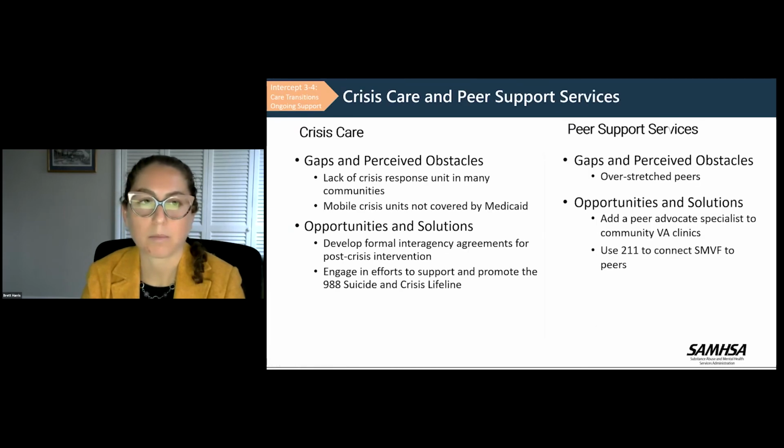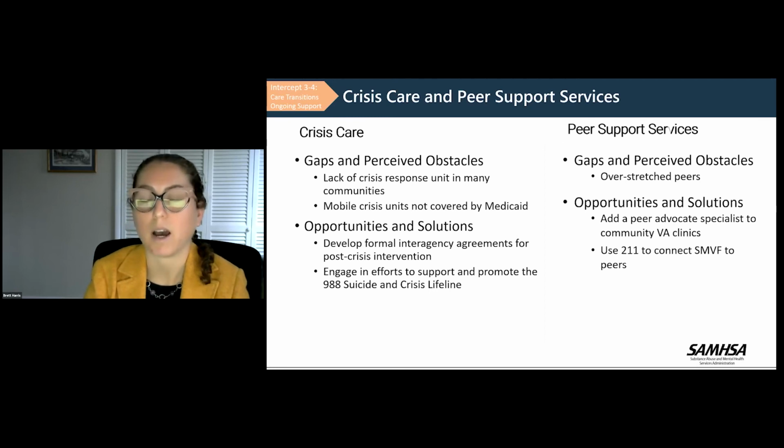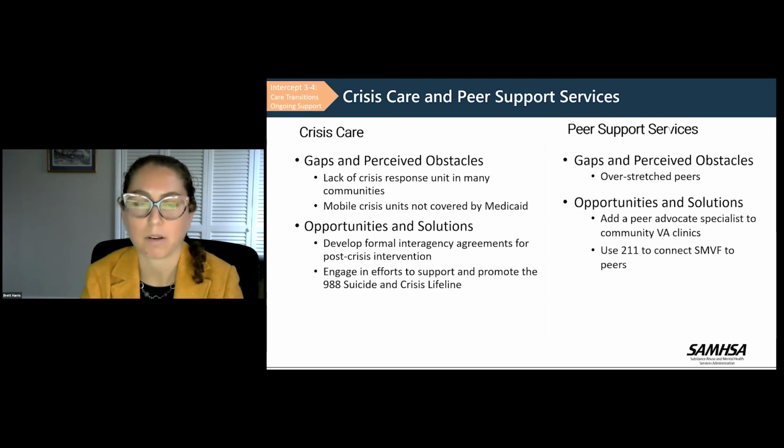The crisis care and peer support services. So for crisis care, there were actually the fewest obstacles and gaps listed, but communities did say that there is a lack of crisis response units in many communities, and that some of them said that mobile crisis units were not covered by Medicaid, which was a big obstacle. But they also mentioned a few opportunities to address this, including developing formal interagency agreements for post-crisis intervention, and also engaging in efforts to support and promote the 988 Suicide and Crisis Lifeline. A bunch of them did say that they're getting involved in those efforts or want to get involved in those efforts.